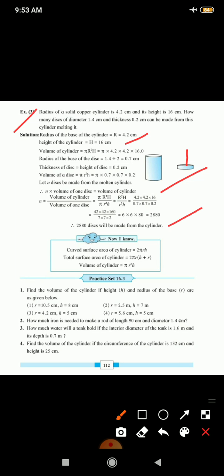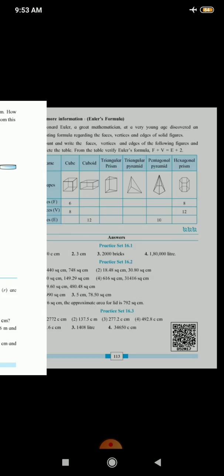Now I know that curved surface area of a cylinder is equal to 2 pi r h. Total surface area of the cylinder is equal to 2 pi r (h plus r). Volume of the cylinder is equal to pi r square h. So you have to learn all these formulas. Now this exercise is there. We'll solve it at the end. Practice set 16.3.